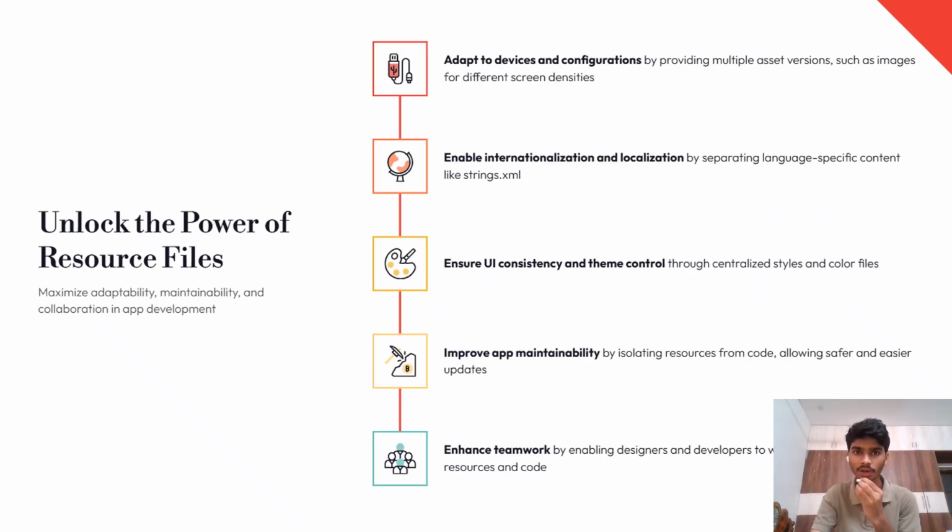This slide focuses on how resource files maximize adaptability, maintainability, and collaboration. In Android app development, resource files allow developers to adapt applications to different devices and configurations by providing multiple versions of the same asset, such as separate images for different screen densities. They also enable internationalization and localization by keeping all text content in files like strings.xml, making it easy to provide translations for different languages. Through centralized style and color files, resource files ensure UI consistency and better theme control.